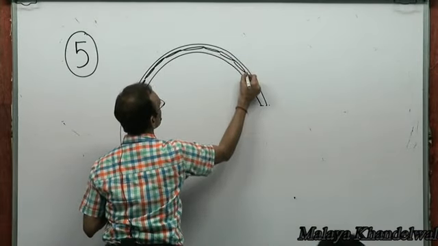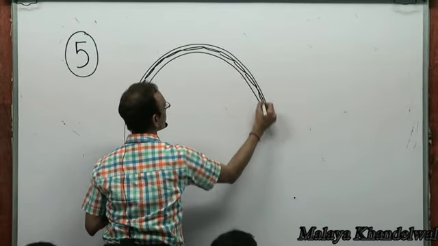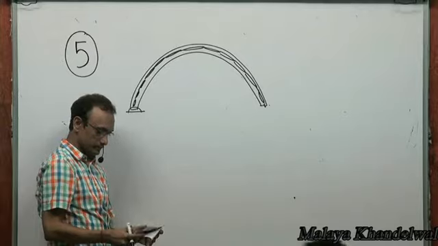These are the links of the chain along this. This is the chain inside a smooth tube. This is a tube and there is a chain like this. As you can see, these are the various links of the chain, right?